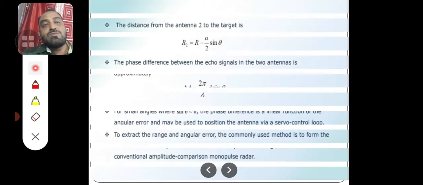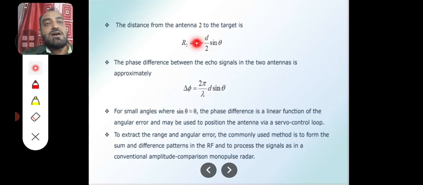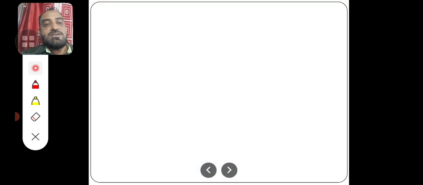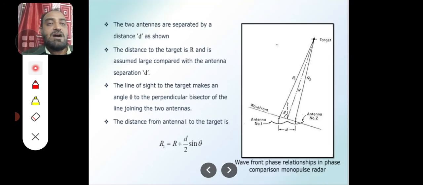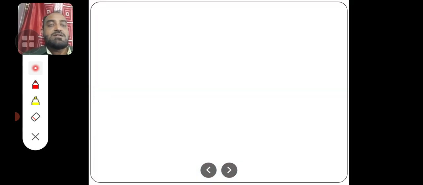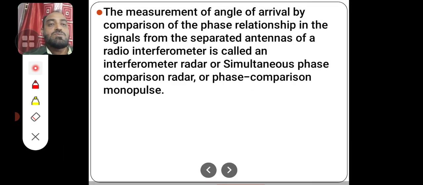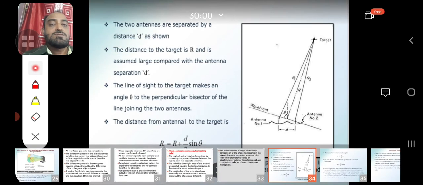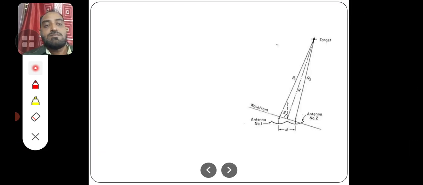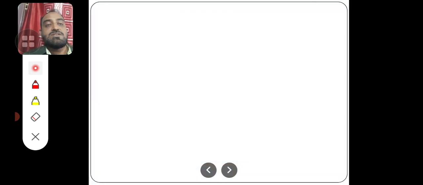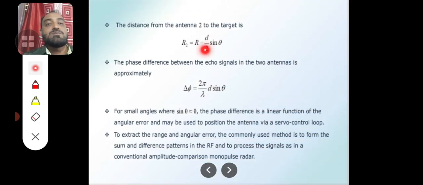Now the distance R2 is R minus d by 2 sin theta. The difference here is because the target is farther from antenna 1, so we consider R plus d by 2 sin theta. Here the target is close to antenna 2, so we have considered R minus d by 2 sin theta.